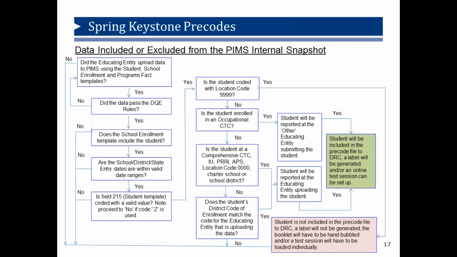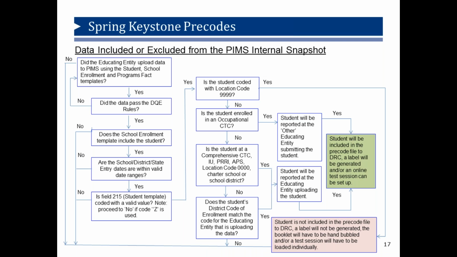If the answer is yes, then the educating entity uploaded the data to PIMS, then the next question is, did the data pass the DQE rules? If no, then the educating entity will have to upload the data again into PIMS. If yes, then the next question is, did the school enrollment template include the student?